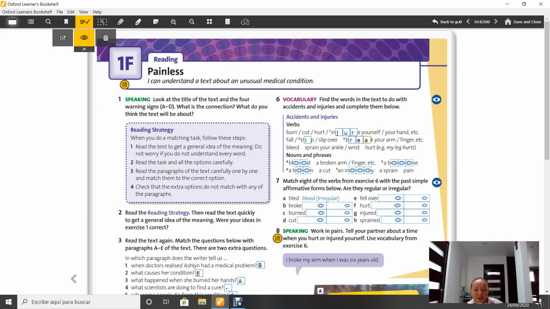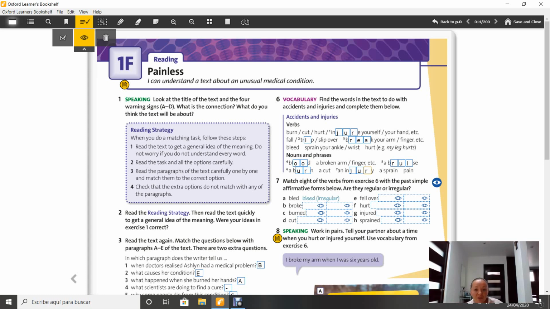All of these are verbs. Now let's check the nouns and the phrases. Okay, here we have blood, a broken arm, finger, bruise, burn, a cut, an injury, a sprain or pain. Okay, all of these are nouns and or phrases that we use when we talk about some injuries, lesiones.